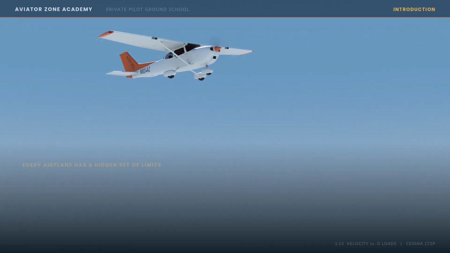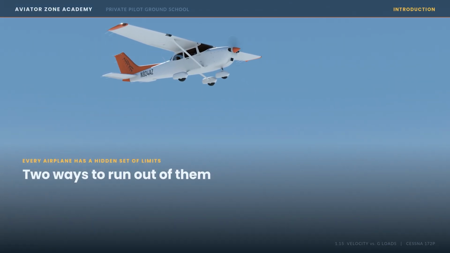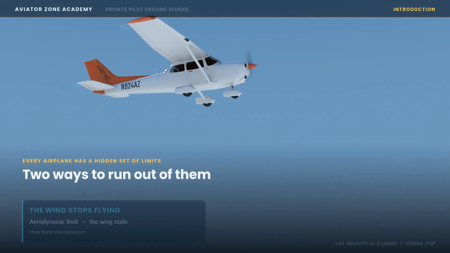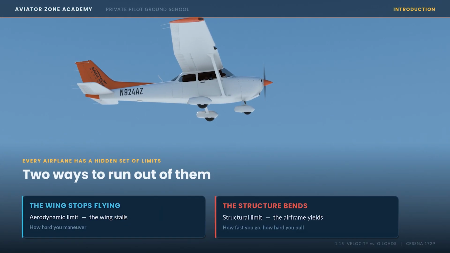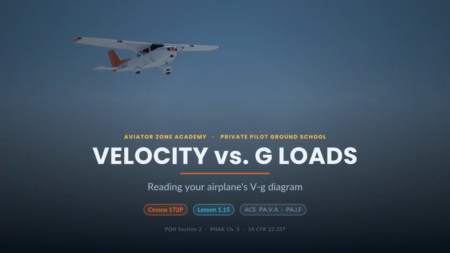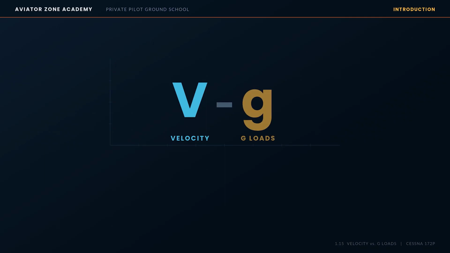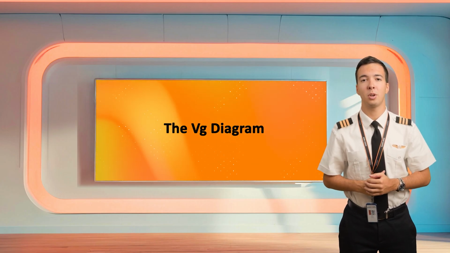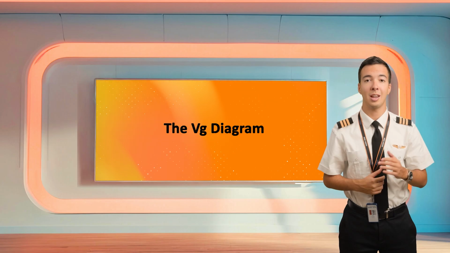Every airplane you'll ever fly has a hidden set of limits. How fast it can go, how hard it can be maneuvered, before one of two things happens. The wing stops flying or the structure starts to bend. The FAA captures all of that on a single graph called the VG diagram. V for velocity and G for G-load. Learn how to read it and you'll understand exactly where the safe operating envelope of your aircraft begins and ends.